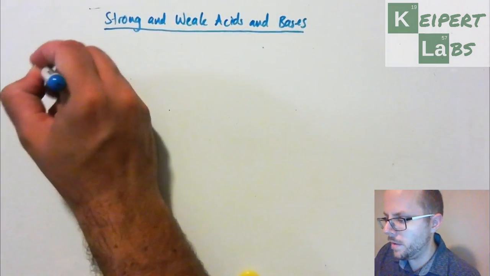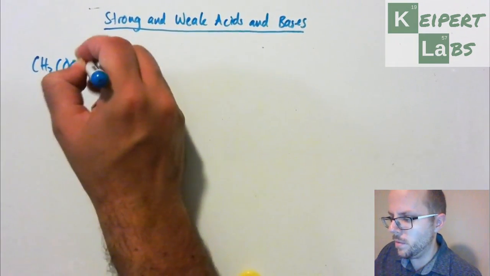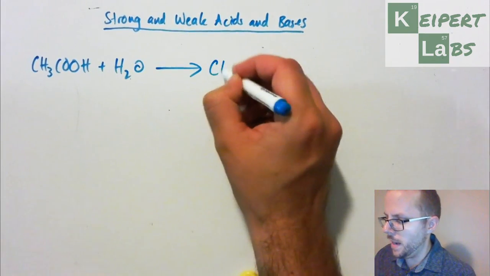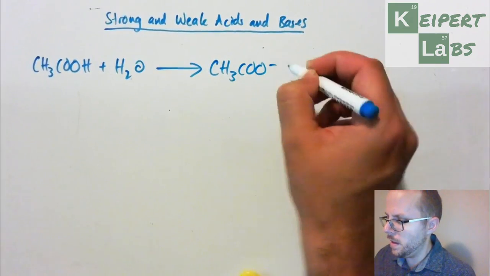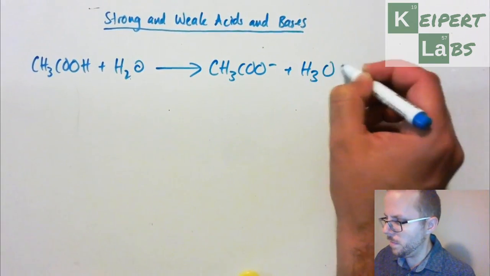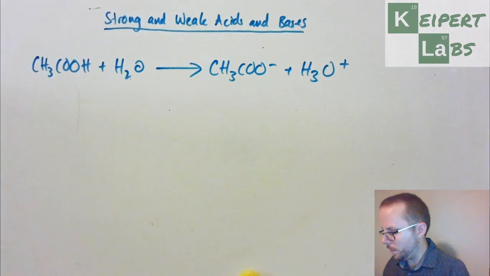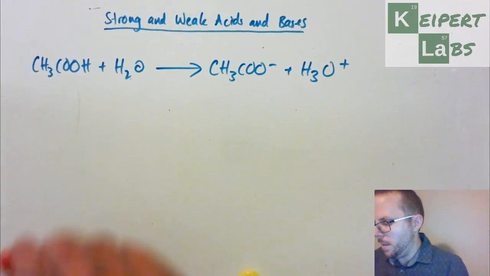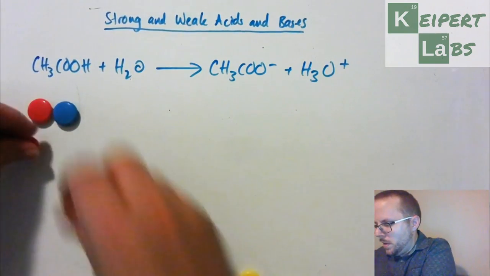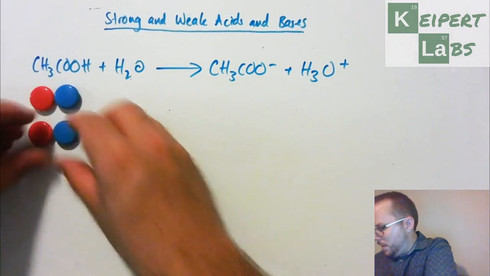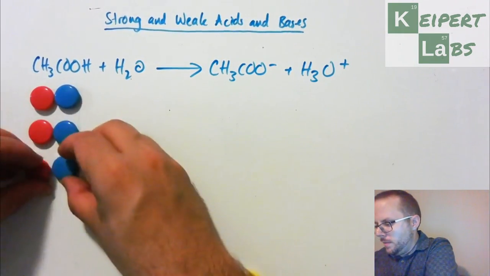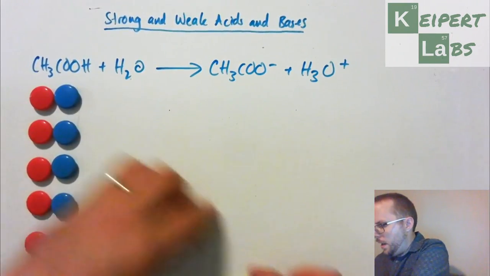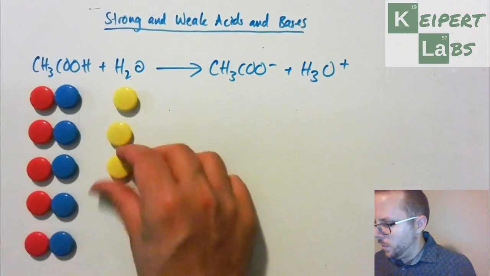Let's have a look at acetic acid, or ethanoic acid, reacting with water to form the acetate ion and hydronium, like this. We're going to represent it in the same sort of way, so again we'll do 5 particles of acid and corresponding water particles.